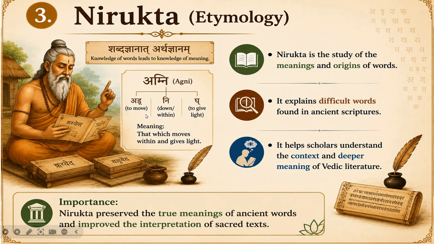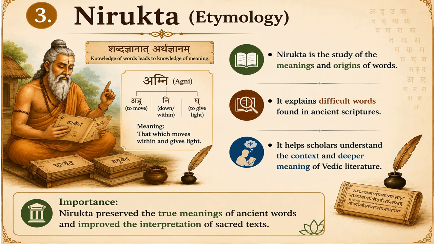So here you have a. This is a. It means to move. This is ni. Ni means within or down. Then you have gu. So it means to give light or to shine. So from these elements, the image gives the meaning, that which moves within and gives the light. Okay, meaning is what? That which moves within and gives the light. So this interpretation symbolically describes fire as something that spreads or moves, exists within objects, and produces light and heat.